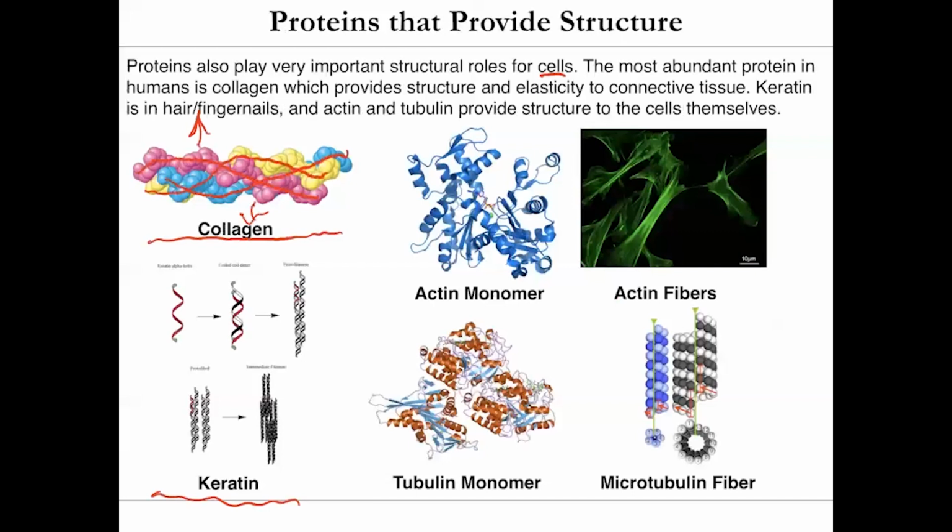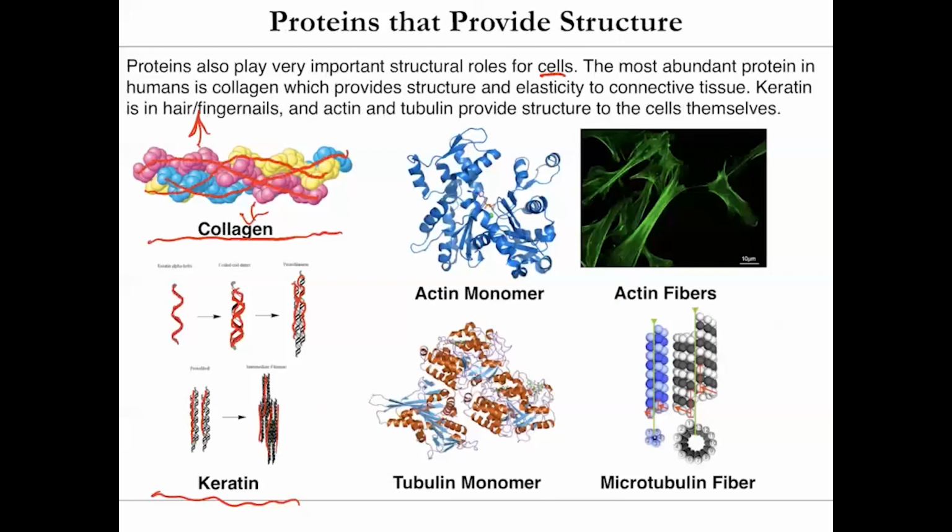Keratin is another similar one. Keratin is the protein component of hair and fingernails. It also forms these helical structures, where the amino acids interact with each other and make these really long, strong, stable fibers. And that's why your hair and your fingernails are so strong. They're made up of these protein fibrils.